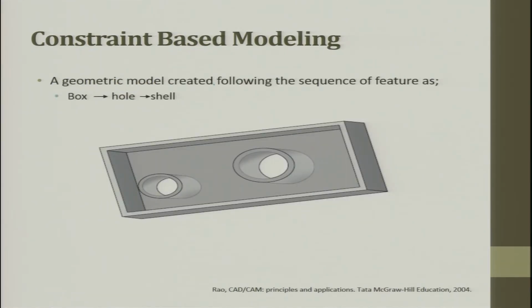A geometric model is created following the sequence of features as shown here. First we create a box, then we create a hole, and then we create a shell. What is shell here?